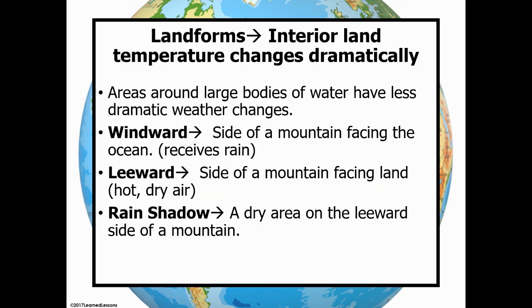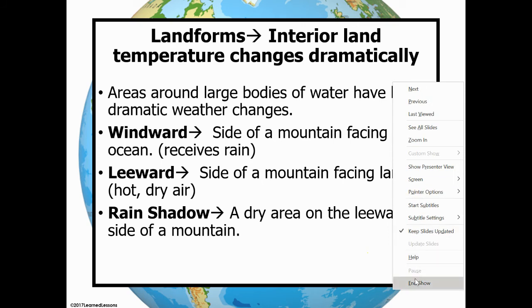But yeah, so again, windward, the side of the mountain facing the ocean, it's going to receive rain. The leeward side of the mountain facing land is going to be hot. It's going to have dry air. It's going to have a desert, pardon me. And then the rain shadow is going to be an area, a dry area on the leeward side of the mountain. Okay. So these are your notes for today.